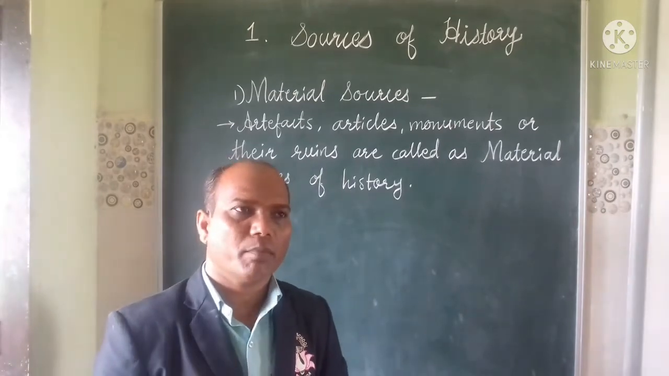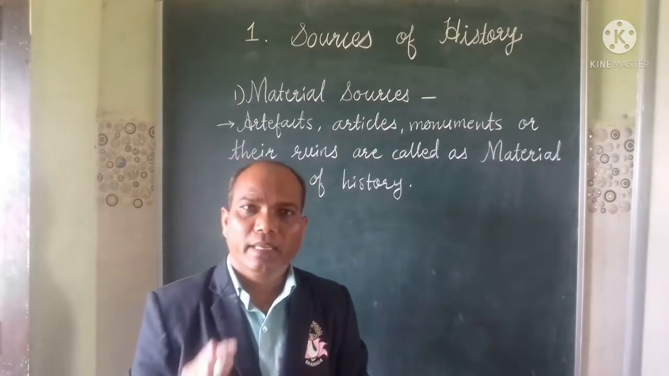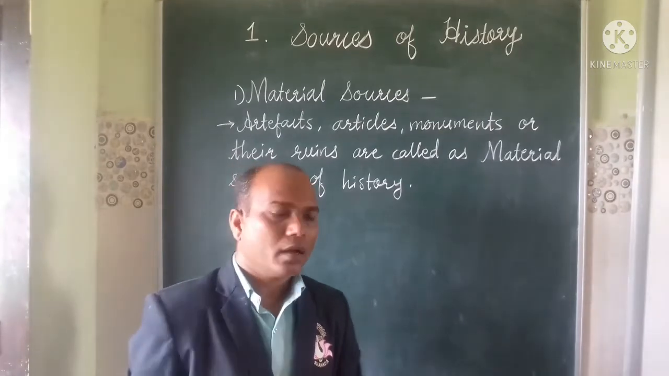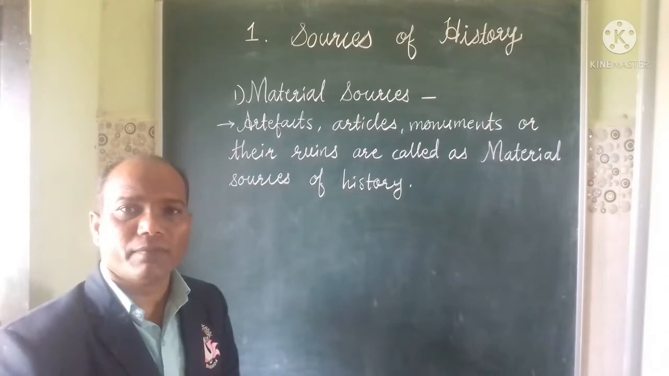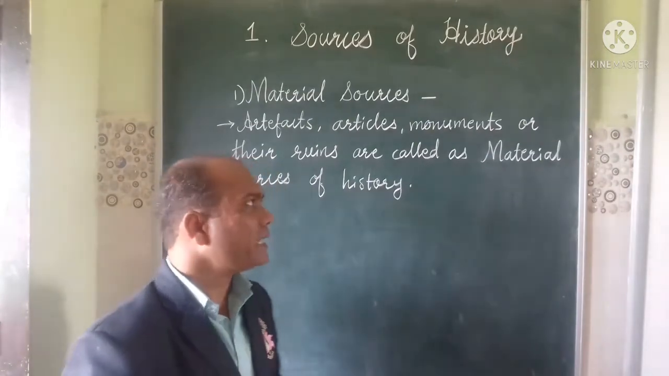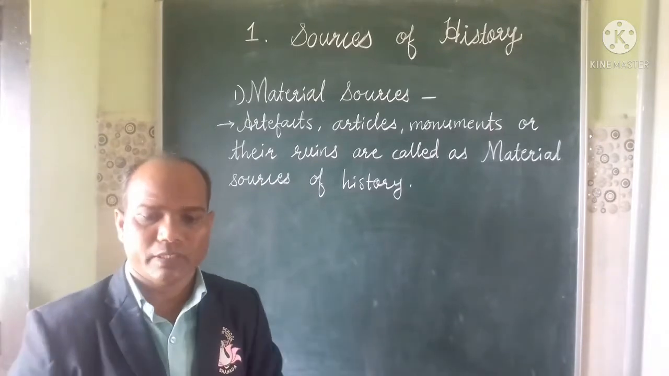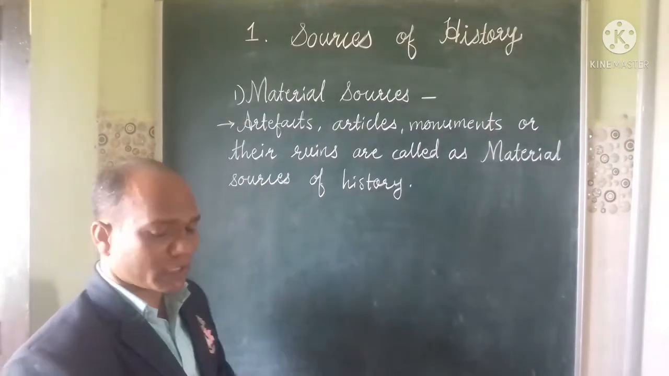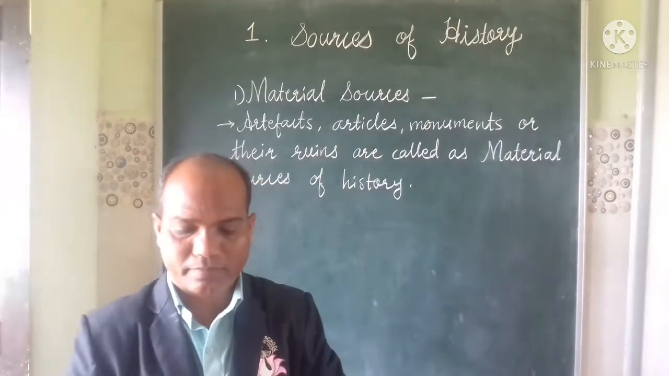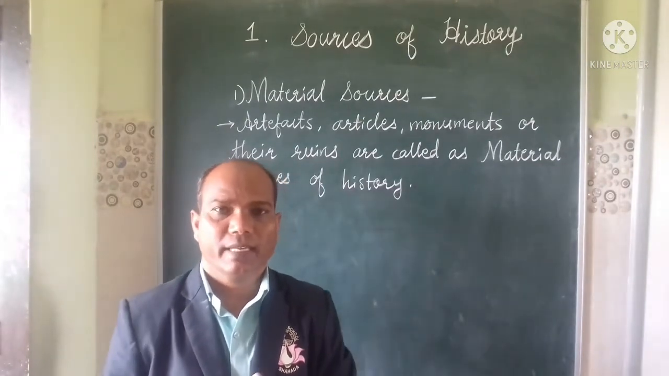Let's get information about material sources of history. Material sources of history are also called the physical sources of history. What is called a material source of history? Let's see. Artifacts, articles, monuments or their ruins are called material sources of history. These material sources are very important for studying history. There are different examples of material sources of history.